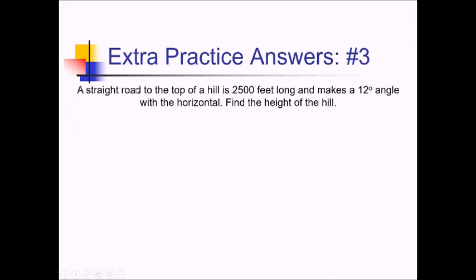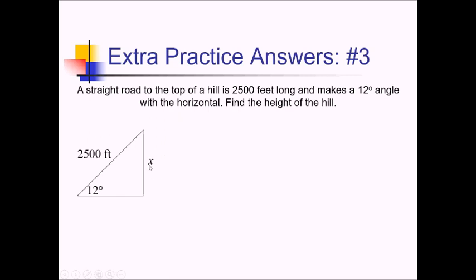For this one, we have a straight road going to the top of a hill, and this road is 2,500 feet long, makes a 12-degree angle with the horizontal. We want the height of the hill. So since we're going up here, and we have a 12-degree angle with the horizontal, probably going to use a right side up triangle. So this straight road here is the hypotenuse of the triangle. Here's the bottom of the hill, here's the top of the hill, so 2,500 feet between those. And then we have this 12-degree angle between the horizontal and the hill, so right down there. It's an angle of elevation. We want the height of the hill, so that's this vertical side of the triangle. We'll call that x.